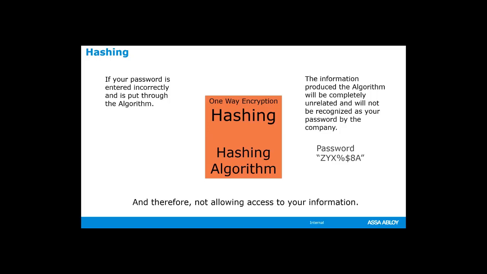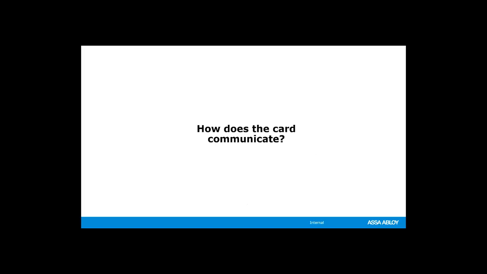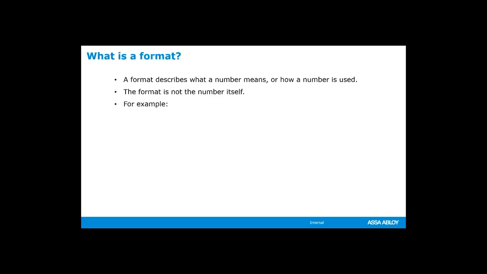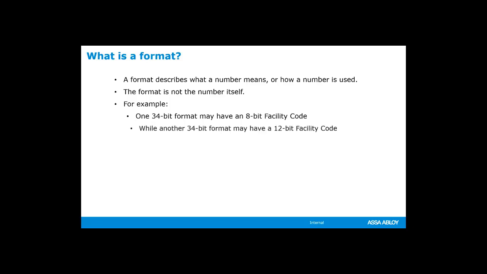I know I'm running long, but for those of you who are interested, let's talk about how cards communicate. Okay. How does a card communicate? A format describes what the number means and how the number is used. The format is not the number itself. For example, a 34-bit format may have an 8-bit facility code, while another 34-bit format may have a 12-bit facility code. There are over 100 different 34-bit formats alone.